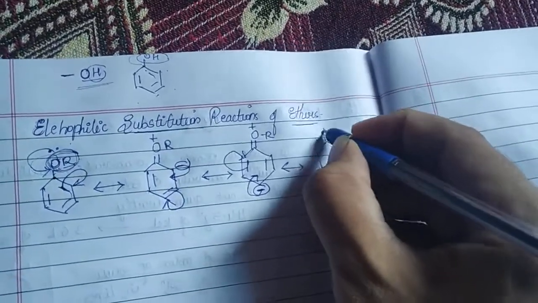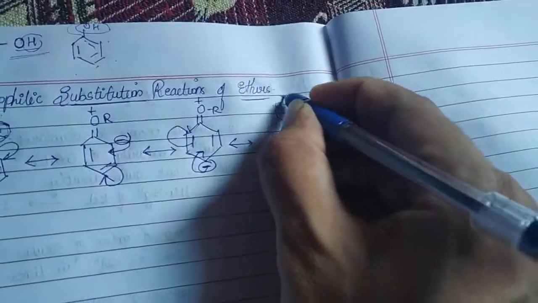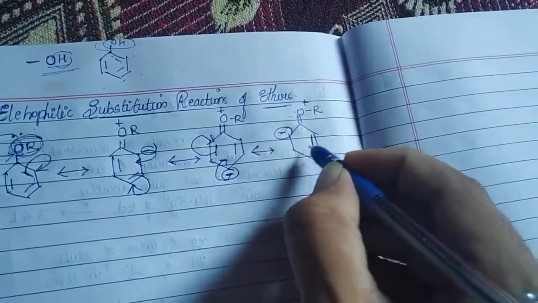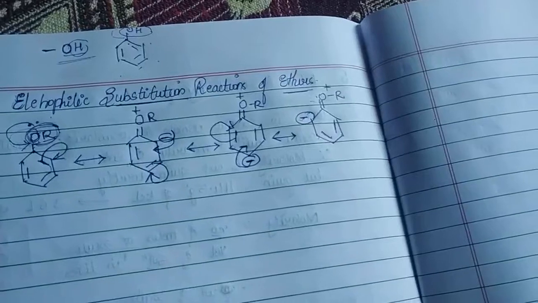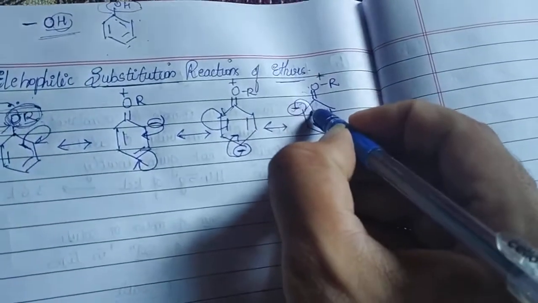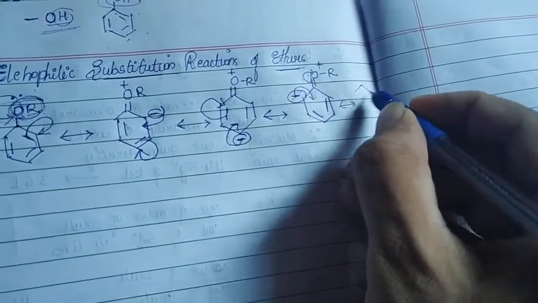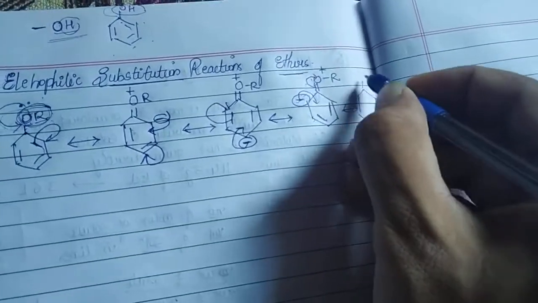So now here you are having O R plus. Here you will be having a negative charge. Here one bond, here one bond. Yes or no? Then of course now this would be given, this would be taken back. So the final structure will be in this way.